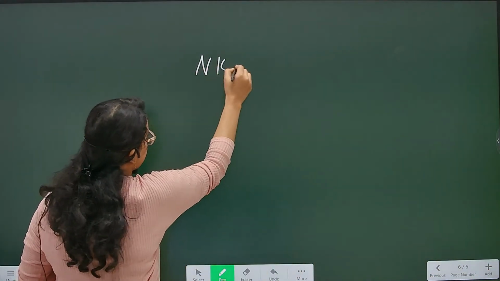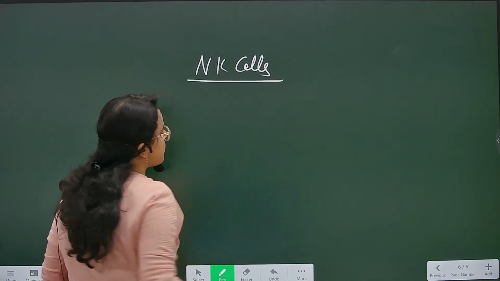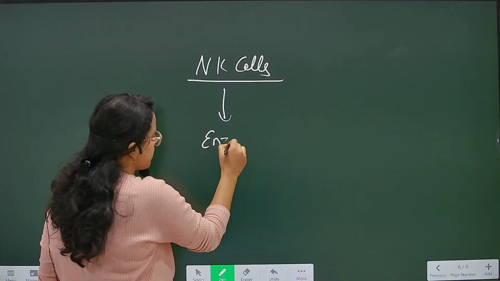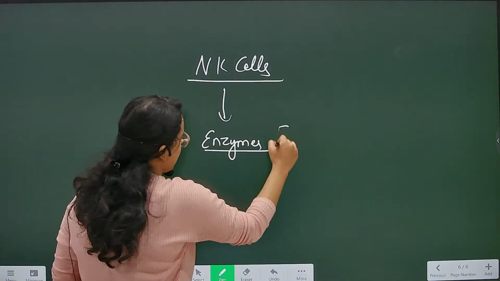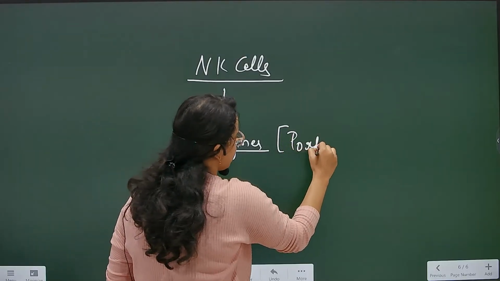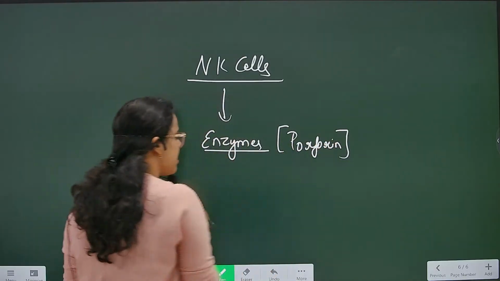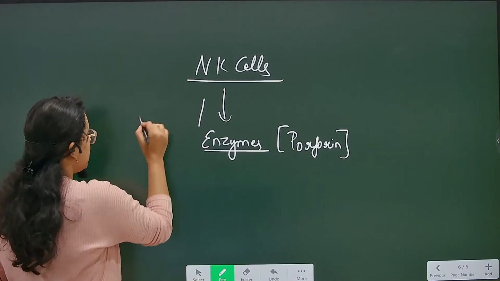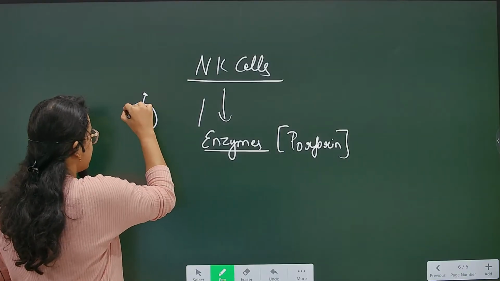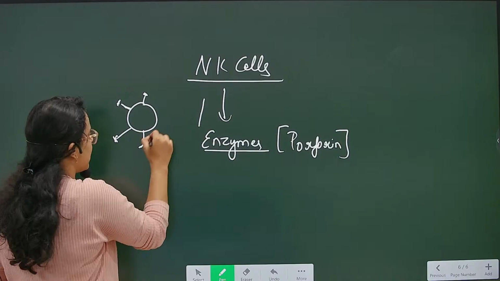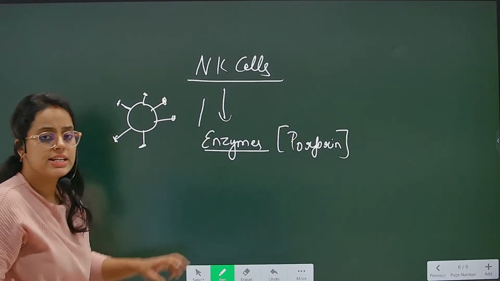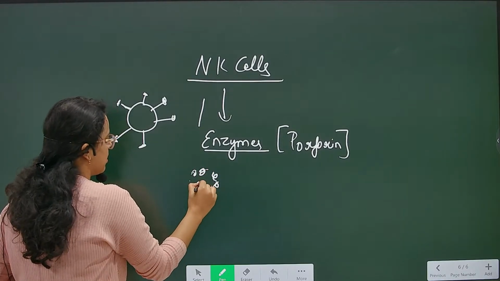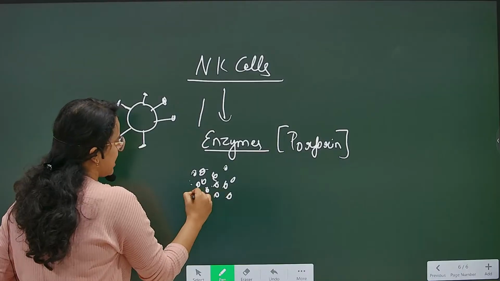NK cells. The function of the NK cells is different. They secrete certain substances, certain enzymes. In your material, the enzyme porphyrin is given. Okay, there are other enzymes also. What does the NK cell do? It secretes enzymes when it comes in contact with viral particles or bacterial particles. What happens? These NK cells secrete enzymes. These enzymes can be porphyrin.